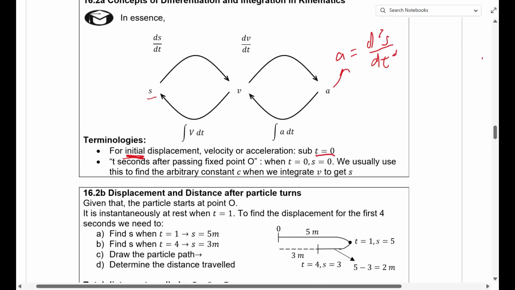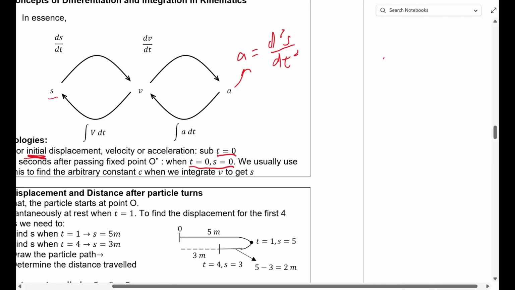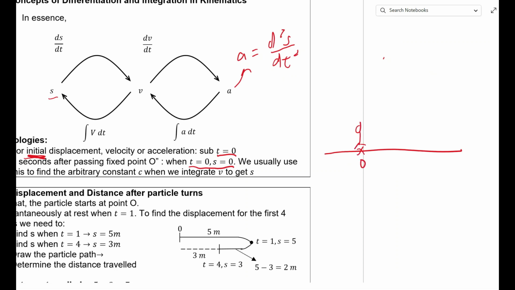And then if the question asks for t seconds after passing fixed point O, we will sub in t equals 0 and s equals 0. When we draw a line and we have our fixed point O here, so we are passing fixed point O, and only after we pass our fixed point O, then the t will start to increase. Therefore, when the particle just passes our fixed point O, t will be 0, and our displacement with respect to this fixed point will also be 0. That's why s is also equal to 0.